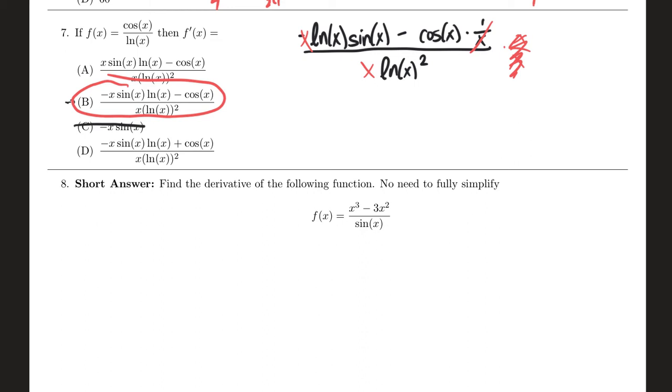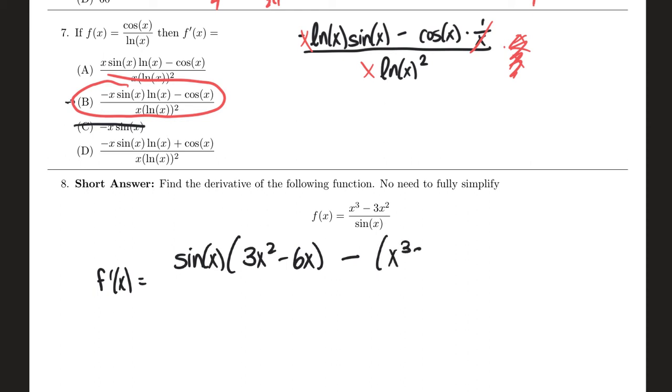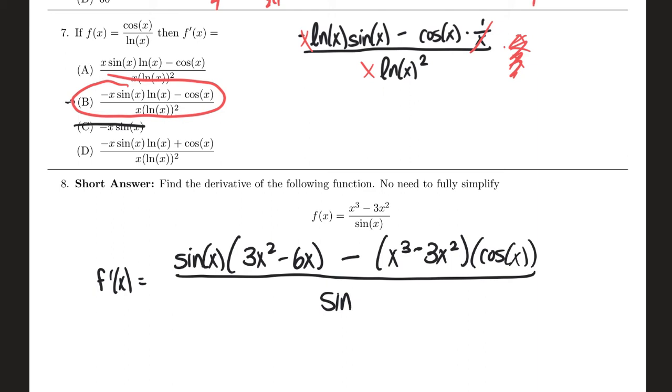And number 8, same thing. We're just taking the derivative without the answer choices, so original bottom times the derivative of the top using the power rule, minus the original top times the derivative of the bottom. The derivative of the bottom is cosine, all over the original bottom squared. So that's all we have to do for this. You don't have to FOIL out or distribute and combine like terms. Since it says you don't need to simplify, just leave it like that, and that's the final answer.